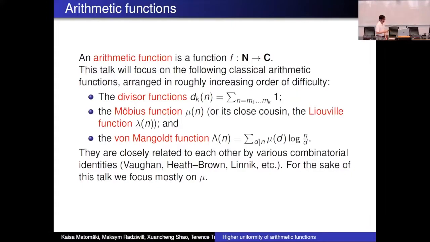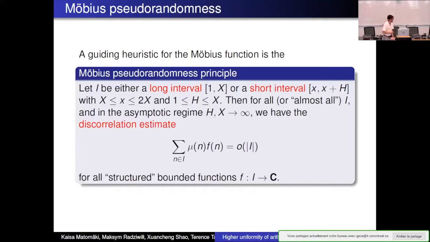Okay, so for the Möbius function, one of the guiding principles for understanding its behavior is what's called the Möbius randomness principle, as in the book of Iwaniec and Kowalski. One way to phrase this principle is that you take an interval, and you could either take a long interval, which means one from 1 to a large number x, or a short interval of some short length h, where the starting point x is big, of size about capital X, and h, the length, is shorter than the starting point. That's what I call a short interval.